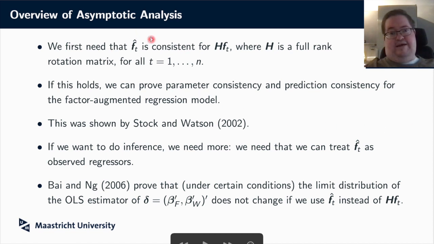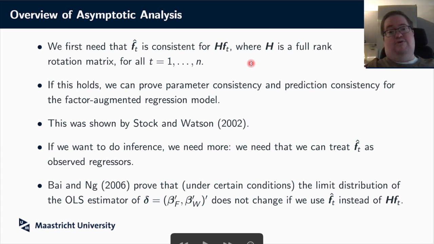We want our factor estimates to be consistent, but not for the factors themselves, because those we actually cannot identify, but for some rotation of the true factors. So here we acknowledge that we don't estimate the true factors directly, but we estimate some rotation, and this rotation of course is the one that makes them satisfy our identification restrictions. So that would be our first step, and if we have that, we can move on to prove consistency in the factor-augmented regression model.